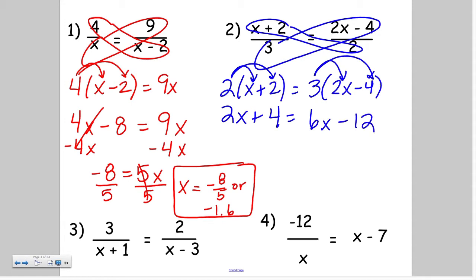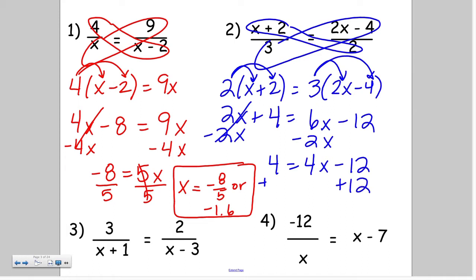Alright. Now we've got variables and whole numbers or constants on both sides of the equation. So we're going to decide which side we want all of our variables on. The other side is for all of our constants. Alright, last step we're going to divide by 4 because that's in front of x. So we get an answer of x equals 4.